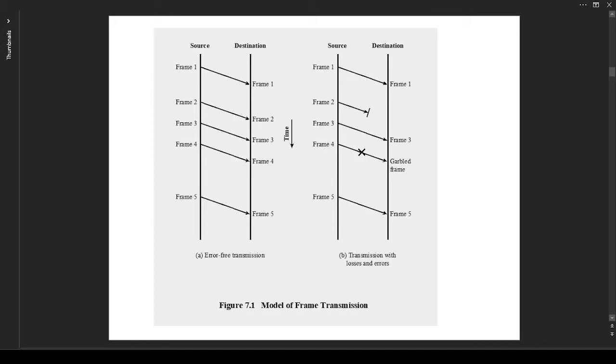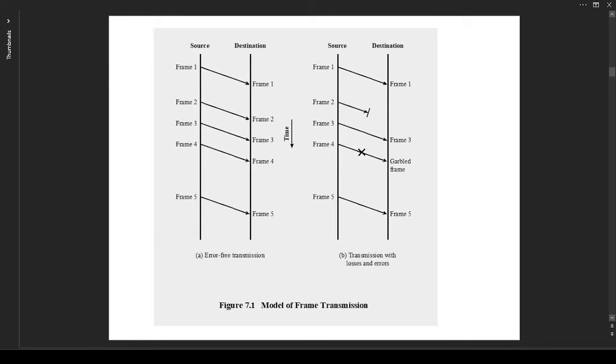The data are sent in a sequence of frames, with each frame containing a portion of data and some control information. The time it takes for a station to emit all of the bits of the frame onto the medium is the transmission time. This is proportional to the length of the frame. The propagation time is the time it takes for a bit to traverse the link between source and destination.